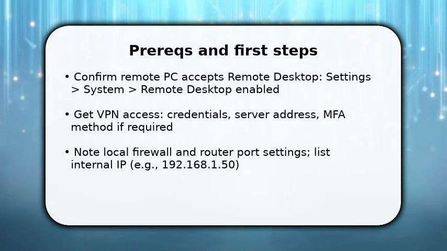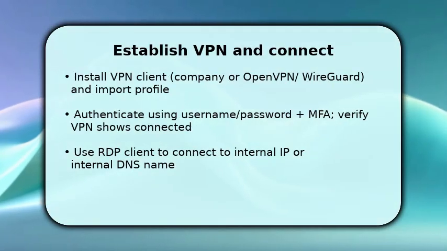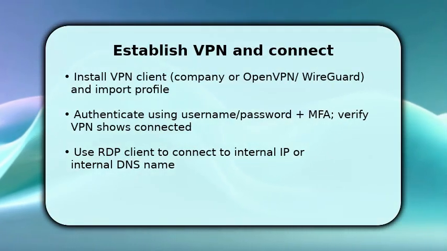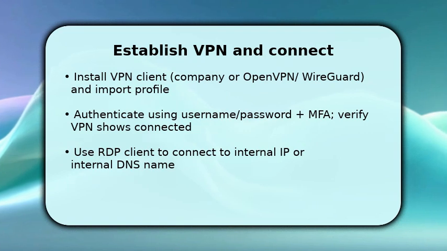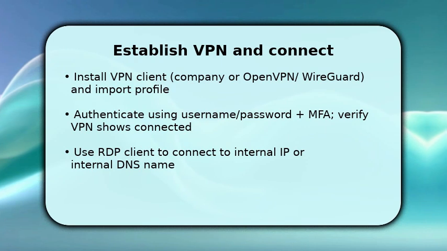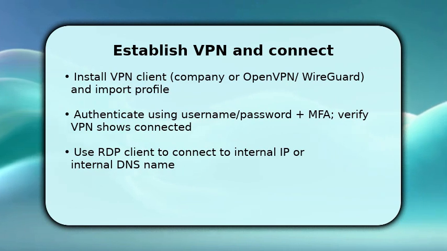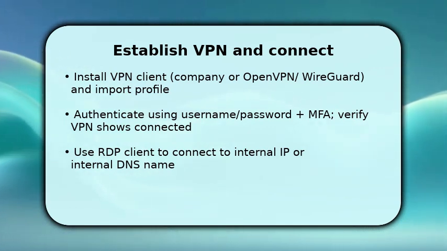Now you establish the VPN and make the remote desktop connection. Install and configure the approved VPN client, then import the provided profile or certificate. This ensures correct routing and DNS. Authenticate with your credentials and complete MFA so the tunnel becomes active. Make sure the VPN status shows connected. That indicates your device is on the internal network.